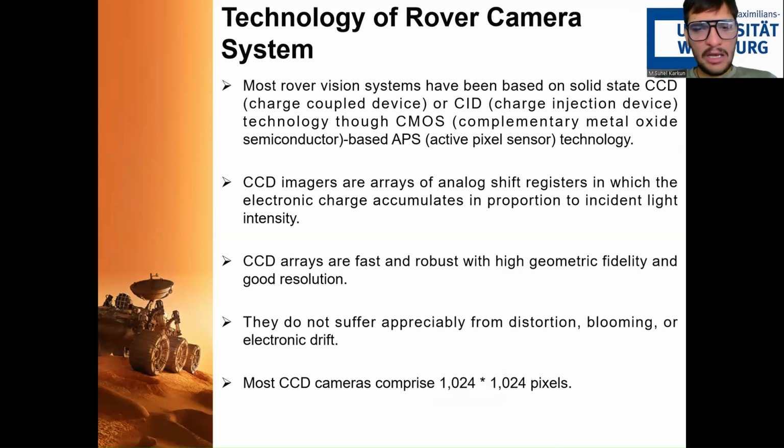CCD images are arrays of analog shift registers in which the electric charge accumulates in proportion to incident light intensity. CCD arrays are fast and robust with high geometric fidelity and very good resolutions. They do not suffer appreciably from distortion, blooming, or any electronic drift. Most CCD cameras comprise very high pixels of around 1024 by 1024 pixels.